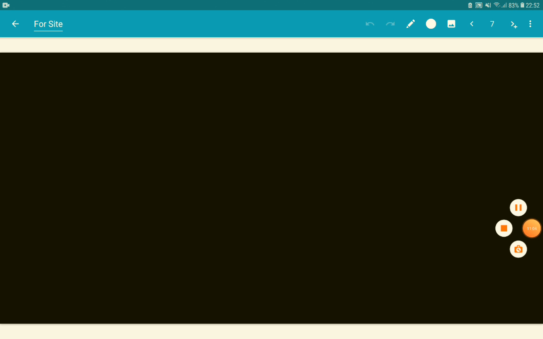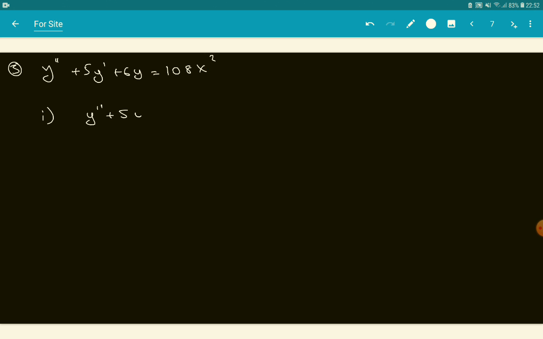How many minutes already? Okay, it's already 12 minutes, so it surely takes a lot. Question 3 says y double prime plus 5y prime plus 6y is equal to 108x squared. First of all, I'll write the homogeneous equation equal to 0. I'll go through these parts fast because you've already seen them. The auxiliary equation is m squared plus 5m plus 6 equals 0, and the roots are m1 equals -2 while m2 is -3.